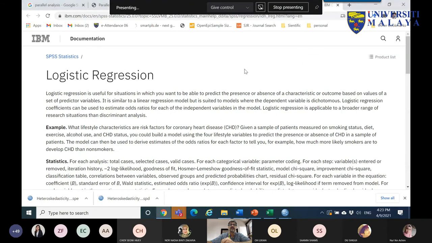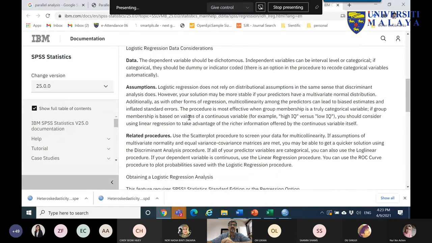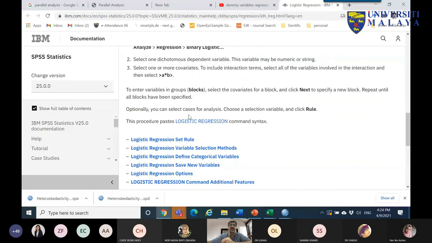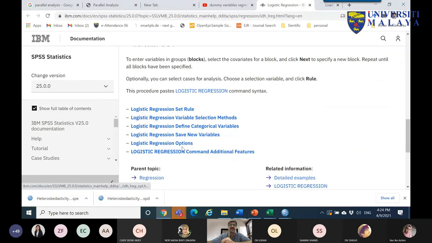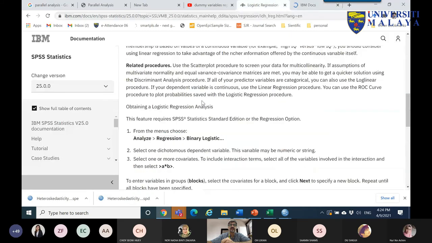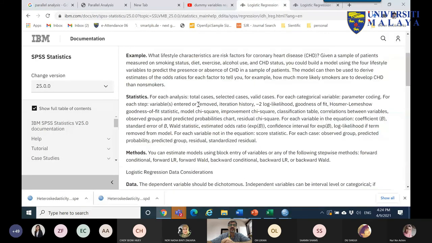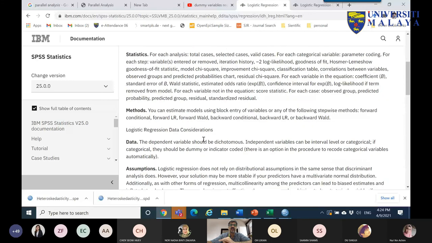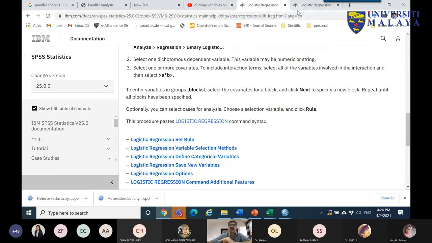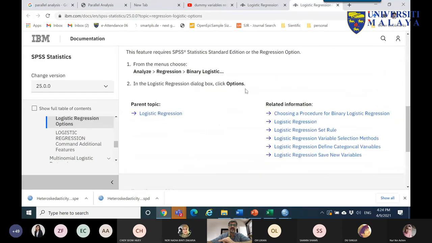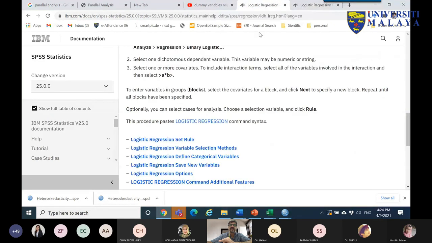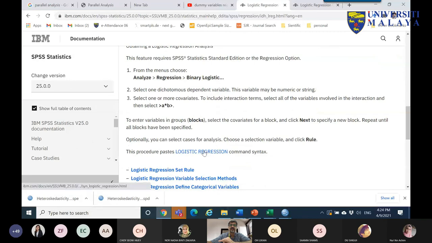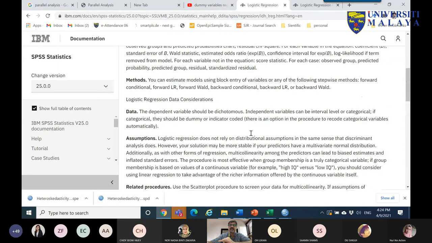How can I hear? So, yeah, this one, the regression option, if I'm not mistaken here. Forward, backward, yeah. LR is likelihood ratio, Wald, and conditional. I think it should be here. This is the syntax.